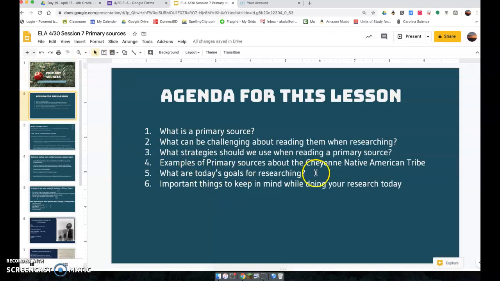Then I'll share with you 2 examples of primary sources about the Cheyenne Native American tribe that I found, and go over our goals for researching today, a few important things to keep in mind while doing your research. And actually I didn't list it there, but I'll share with you an example of notes I took on the Cheyenne tribe about the subtopic that we all will be researching today in our independent work.